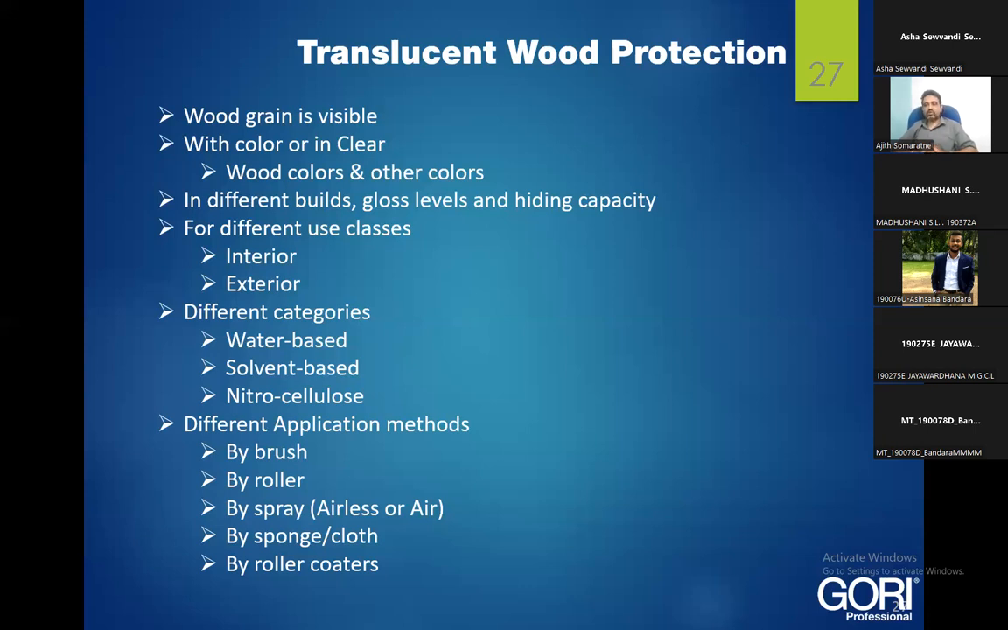There are some different technical categories there. And different application methods also; we can apply by brush. Some coatings by brush, some by roll, some for spray, airless spray or with air, or sponge, cloth, roller coaters. Maybe you have heard or studied roller coaters also, because if it is a factory, we cannot apply these things by hand or spraying, it is difficult. So there are roller coaters. Then for different applications, we have to check the suitability of the product we are selecting, because some products we can use by brush or spray, but not in roller coaters. The products used in roller coaters, we cannot use at the site. So likewise, we have to think about these parameters when we are selecting the solution, right?